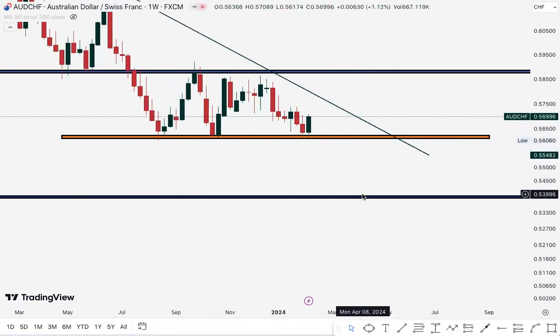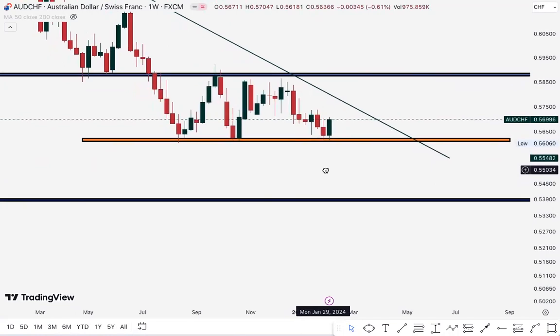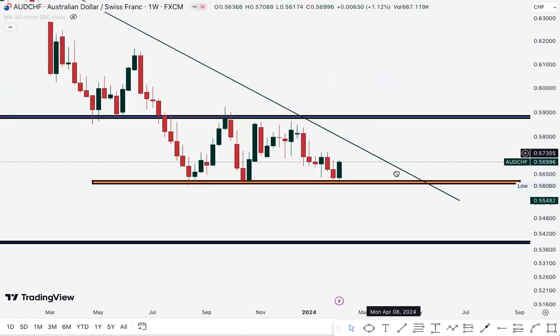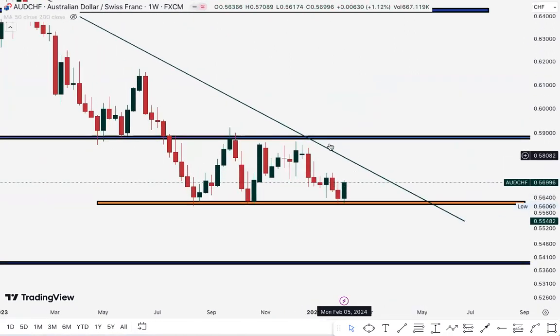Then my prime target for AudChf long term is 0.53900, provided that this trend line holds and then this level holds. But if we do break above this trend line and then above this supply level here, then I have no business selling this market. I will now be looking for a full-blown trend reversal. After all, we do have what looks like a triple bottom here. So this is also a reversal chart pattern. But let's just see how the market reacts moving on.